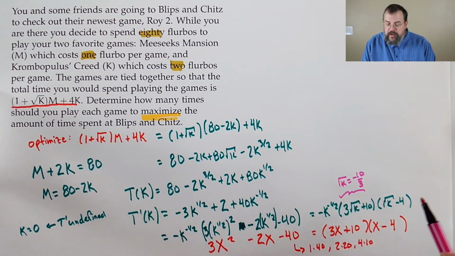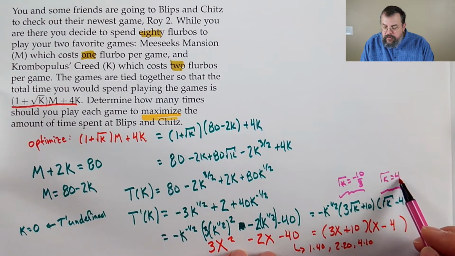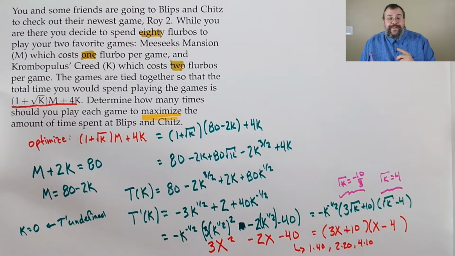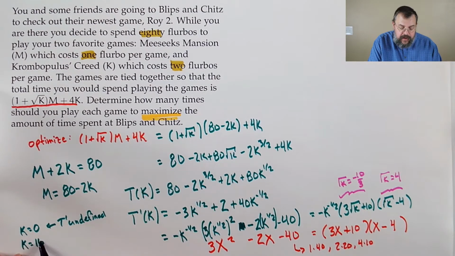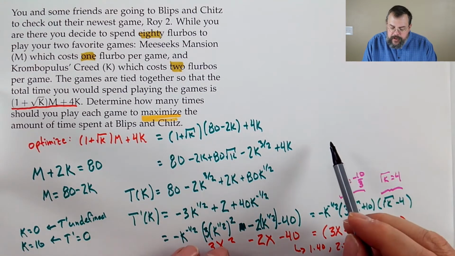That can't happen. So what can happen is we can have root k equal to 4. So if root k equals 4, what does k equal? Got to get rid of the square root. And the answer is k equals 16. So this is where T prime equals 0. Good, good. Now, we have some possibilities. Let's use our first derivative test, because second derivative looks like it would be a little bit tricky to play with. First derivative, we can do that.